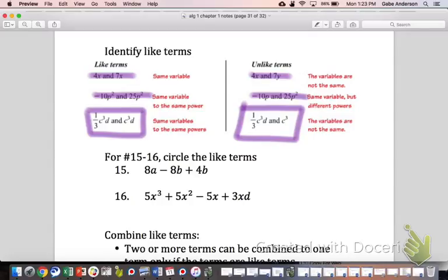All right, Joel, what did you decide? Hey guys, we're going to get started here. Joel, what'd you decide on number 15? Did you circle any terms? Oh, yeah, negative 8b and 4b. So guys, you want to pay attention to this. Joel decided to circle negative 8b and positive 4b. Why did you circle those as being like terms?